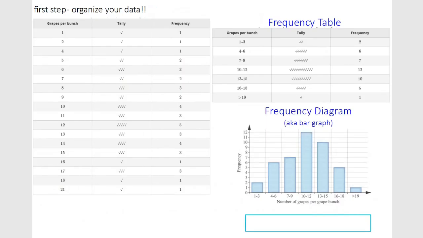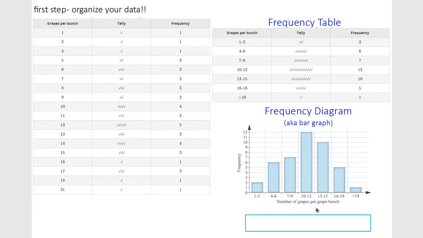Well, we can organize our data. First, we're counting, so we're getting several numbers that are repeated, so we can tally them and make a frequency table. Okay, this only, of course, works when you're counting things. So here you have a frequency table with each individual bunch that you've collected, and then here we've grouped them based on like sections. 1 to 3 bunches, 4 to 6 bunches, and kind of condensed our frequency table.